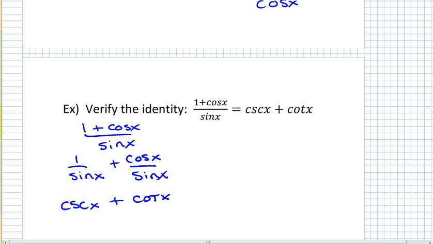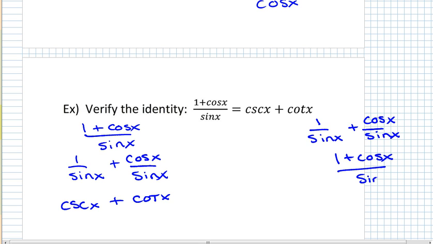And you're done. Or you could have worked with the right-hand side and said 1 over sine of x plus cosine over sine of x, and then just get the common denominator, and notice you could have done it that way. So either way would have given you the right answer.